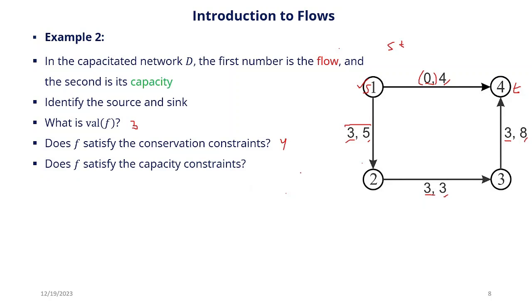Does F satisfy the capacity constraint? The capacity constraint means that the flow must be less or equal to the capacity. So if you watch all of them, everything is less or equal to. This is less or equal to. So again we say F satisfies the capacity constraint. So is F feasible? Of course it's feasible. We say a flow is feasible if it satisfies both the conservation constraints and the capacity constraints. So this again is a yes.